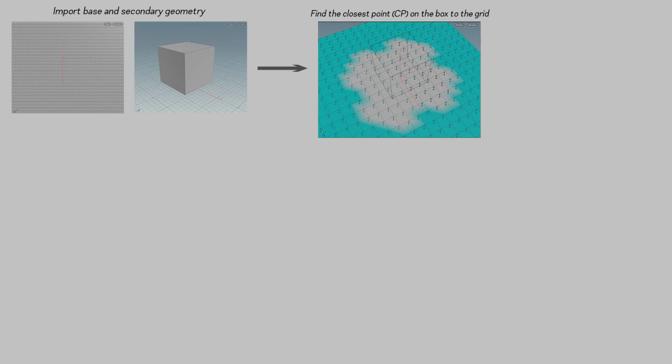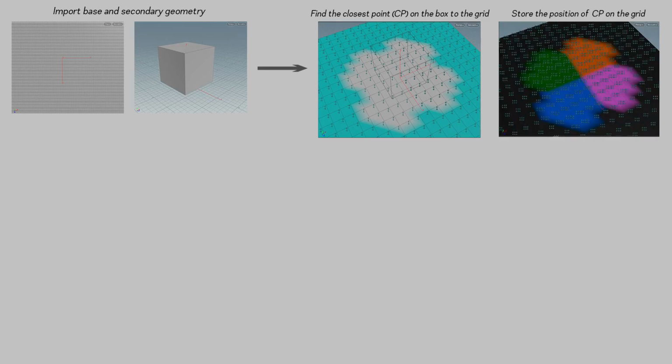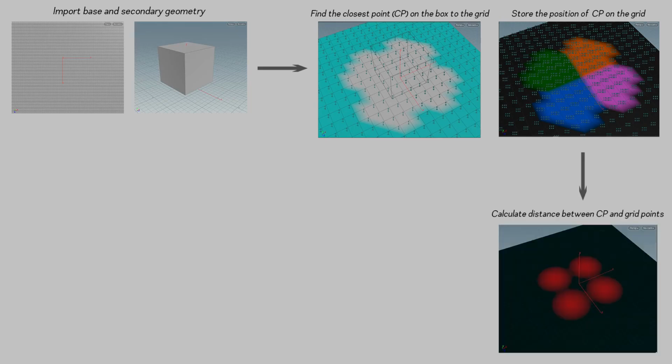So the simple idea behind this is we need to calculate the distance between the grid and the closest point to the box to generate the waves. The simplest way to find the closest point from the box to the grid is by using a Vex function called nearPoint. And what we can do with them is we can later swap them out with the point positions of those points. So using these two sets of point positions, that is the point positions of the grid itself and the newly transferred closest point position, we can generate a distance between these two sets of point positions.